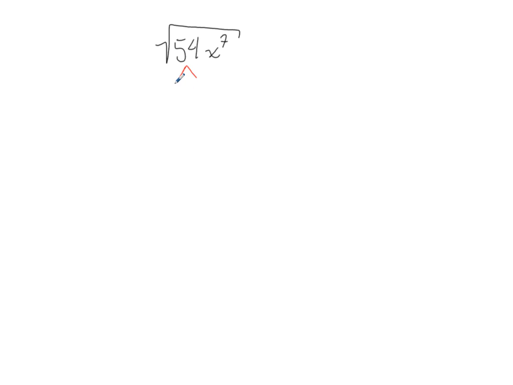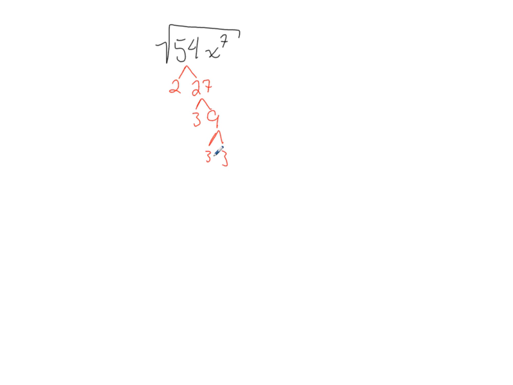I start by figuring out how many 2's there are being multiplied together in this number. So 54 is 2 times 27. Now there's no more 2's, but there are 3's. So I'll go up to my next prime number, which is 3. 27 is 3 times 9, and 9 is 3 times 3.